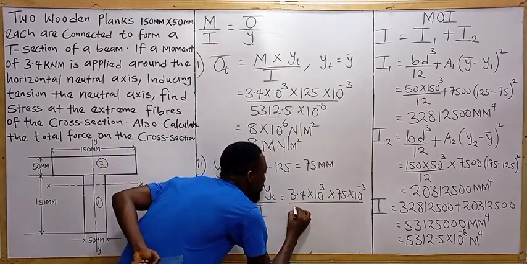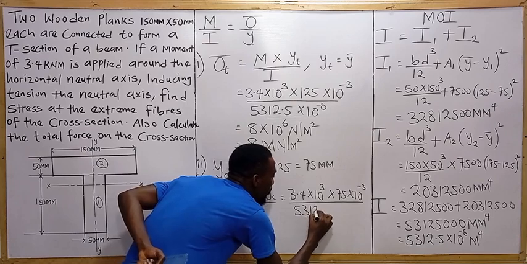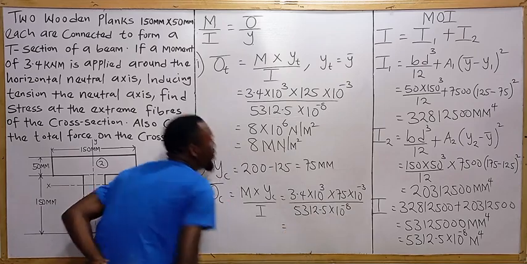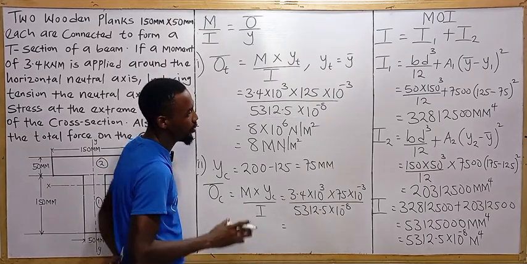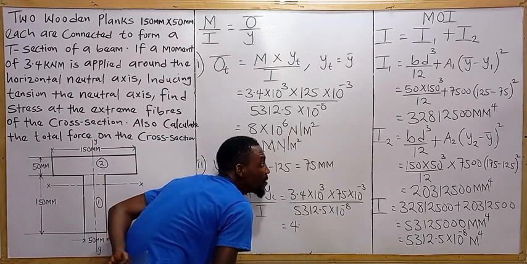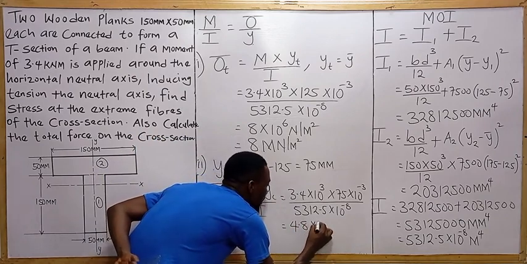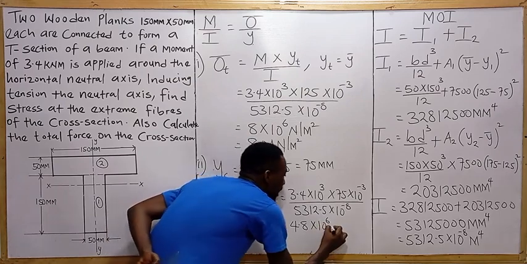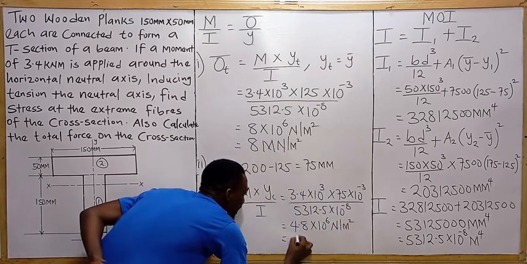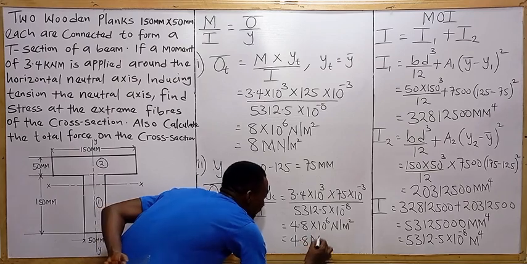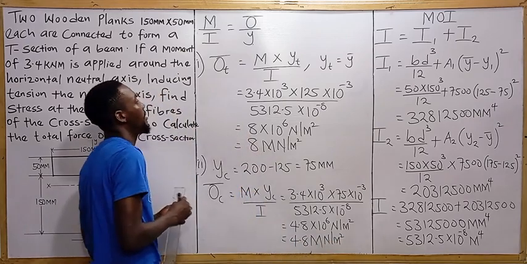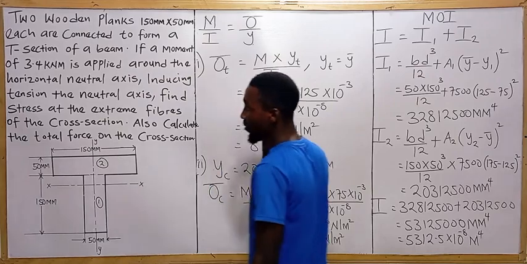Our I is going to be 5312.5 times 10 to the power of minus 8. So by the time you press this correctly in your calculator, you are going to have this to be 4.6, okay, 4.6 times 10 to the power of 6 Newton per meter squared. Which you can further write as 4.6 mega Newton per meter squared. All right, so that's it. So we are done with the first question.